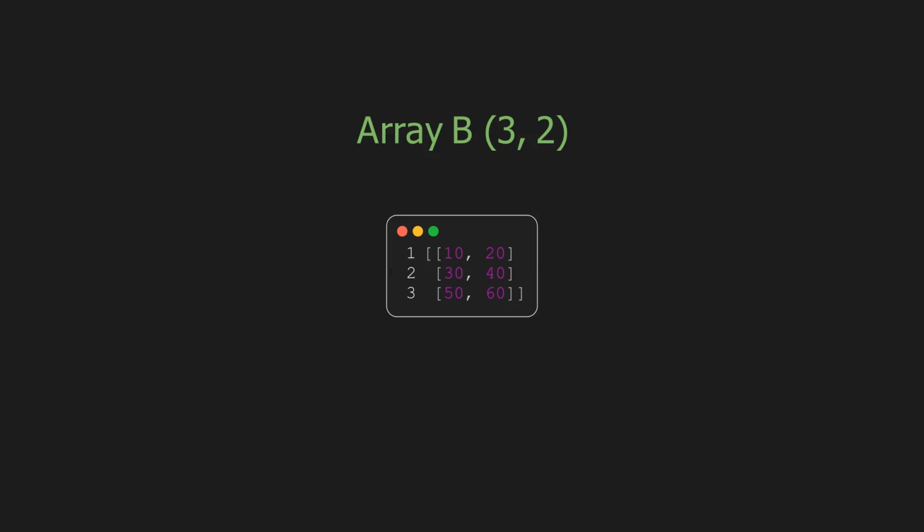We need the shapes to align perfectly. We need to rotate array B so it matches array A. In linear algebra, swapping rows and columns is a transpose. In NumPy, we simply access the T attribute. Let's apply it. Set array B and see what happens.